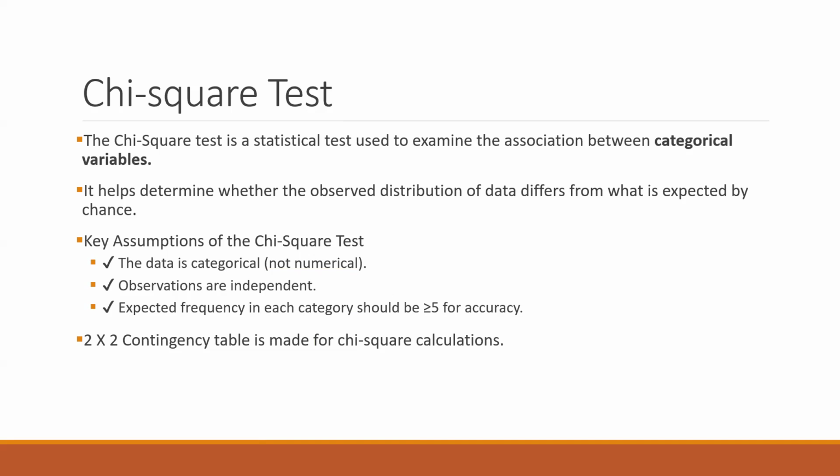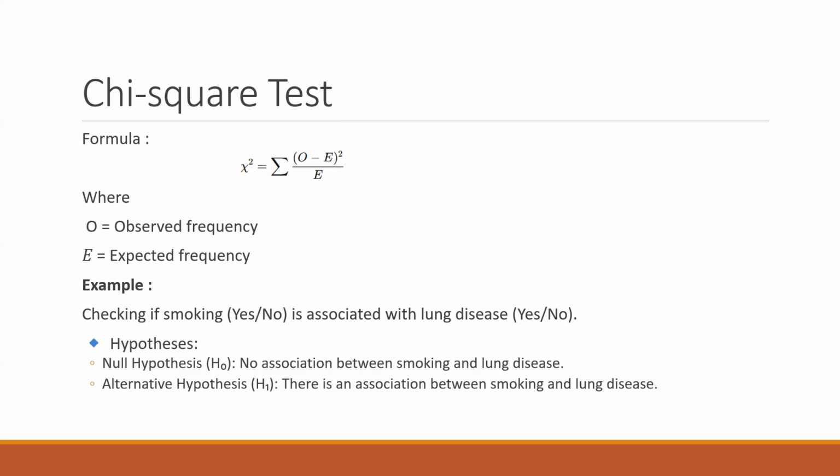The key assumptions of the chi-square test are that the data is categorical, not numerical, and observations are independent of each other. The expected frequency in each category should be greater than 5 for accuracy. A 2 by 2 contingency table is made for chi-square calculation, which all of us have seen. This is the simple formula of the chi-square test: sigma of observed minus expected value squared, divided by expected. O is the observed frequency, and E is the expected frequency.